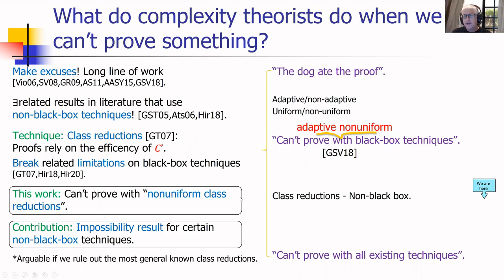And in the fine print, I should say that in the paper there is a discussion of whether our result rules out the most general class reduction model that we can think of. And it's arguable whether we rule out the most general version of class reductions. You can go to the paper if you want to have more details, right? But the important take-home message is we are able to prove impossibility results even for non-black box techniques.